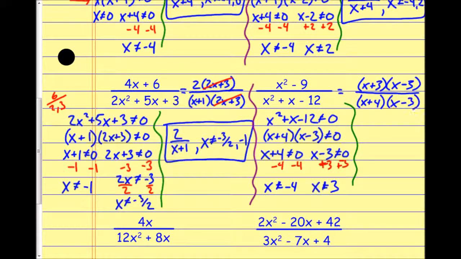So my reduced fraction is the x plus 3 over the x plus 4 with the restrictions that x cannot equal a negative 4 or a positive 3. Okay? So again, we need those restrictions to accompany our simplified version.